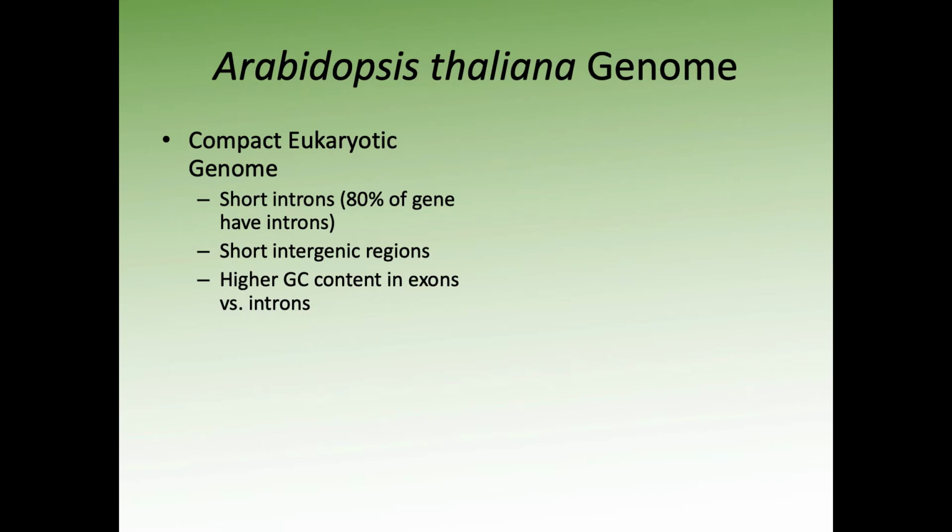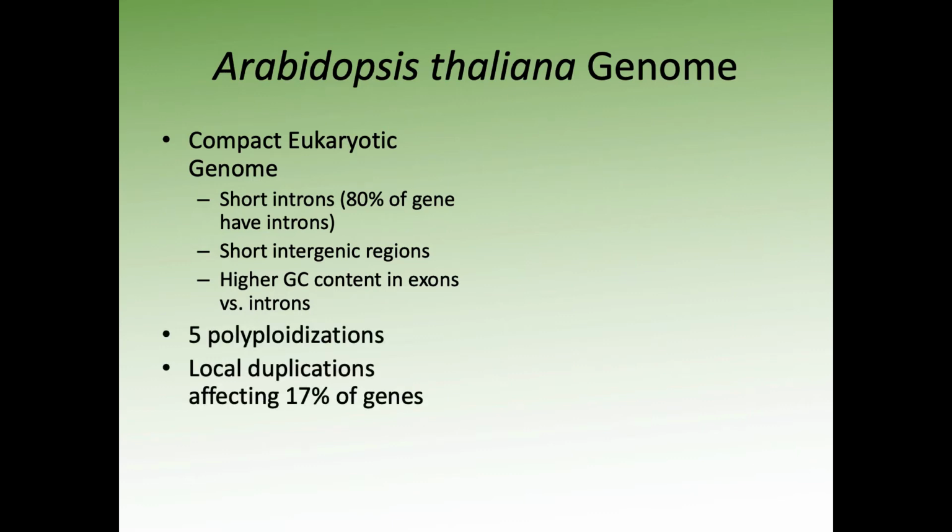Arabidopsis thaliana is very different from that. It's got relatively short introns. It's got short intergenic regions. It's got high GC content in exons versus introns. It's very easy, or straightforward, to identify exons and introns. It does have a bit of a complicated genetic history.